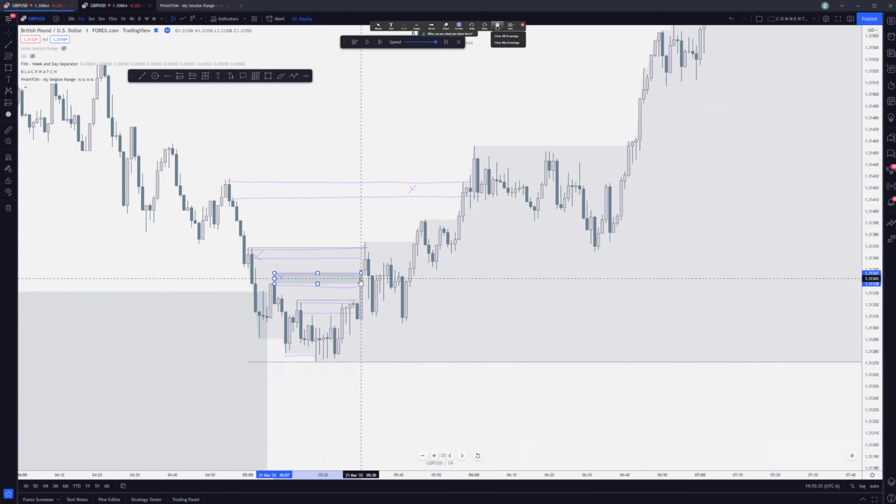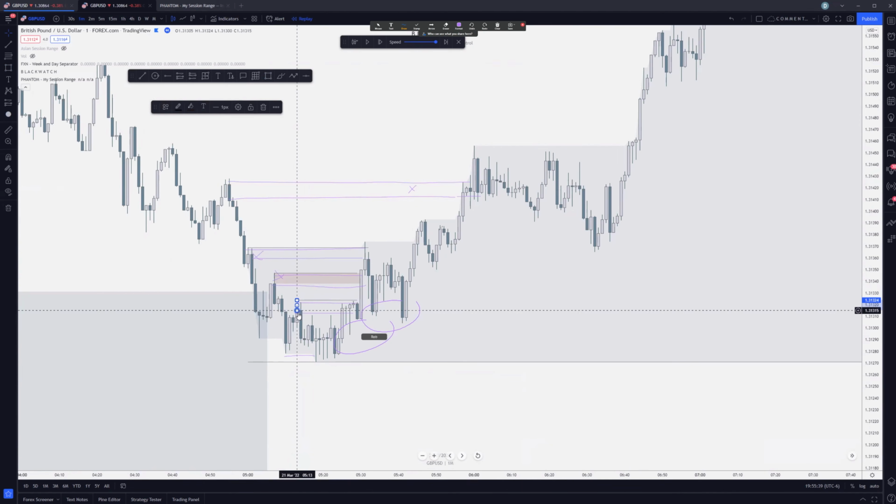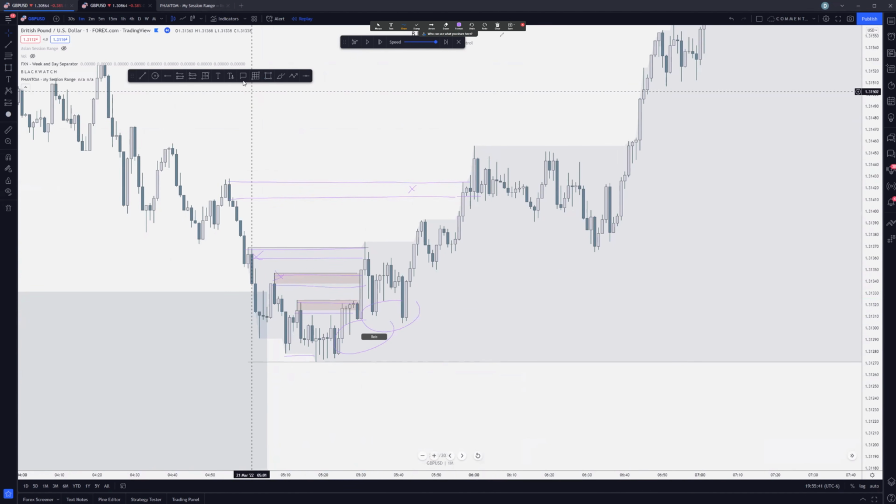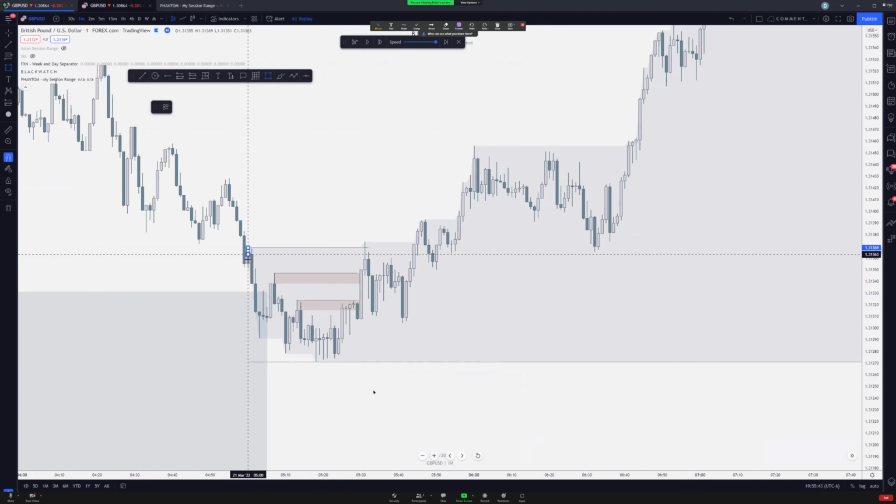Because to me, with this here, there are a lot of opportunities to take losses. It may work here and there, but you're going to pay for it in your strike rate.